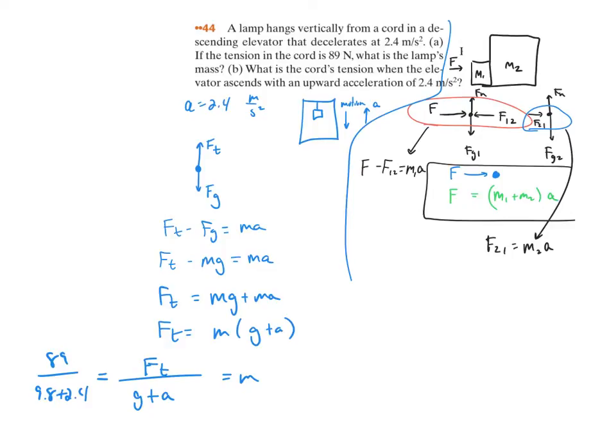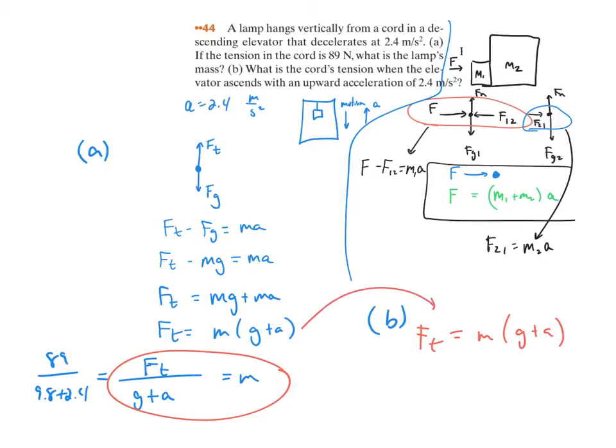And the next part of the problem, by the way, says find the tension. It doesn't say find the mass. So it says, what is the cord's tension when the elevator ascends upward? So you would just solve this equation for tension right here, and it would be Ft equals m times (g plus a), which is really this equation right there. And we'll get the same answer because we're going to use the mass we got as an answer for part A. We're going to plug that mass from part A right there. And this is still going to be 9.8, and that's still going to be 2.4. So we'll still end up getting the same answer for Ft, which will be 89 newtons for the second part.